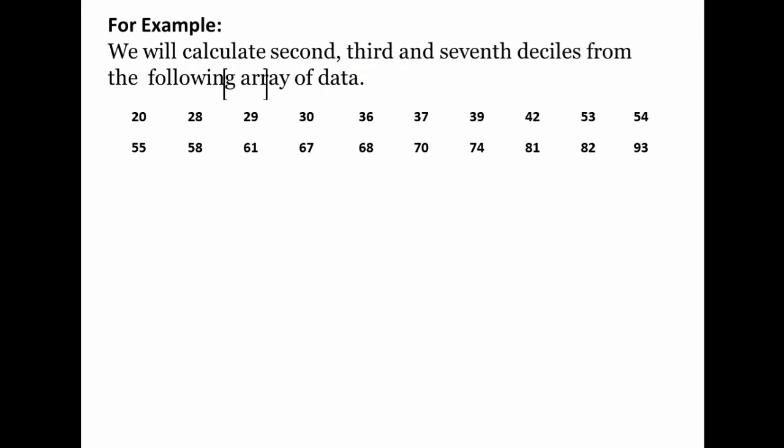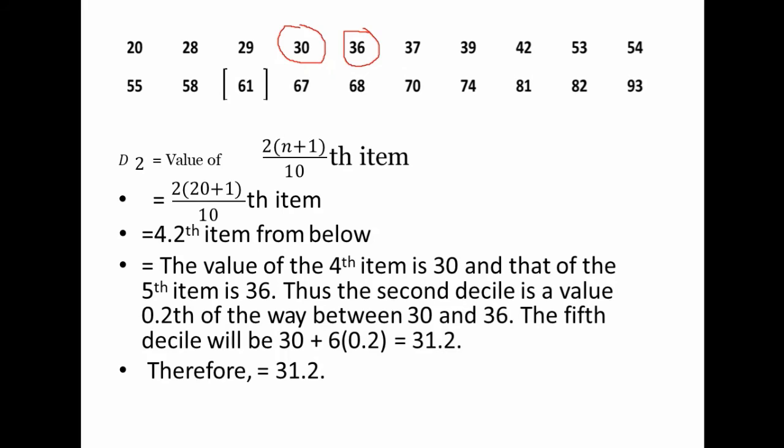in these slides, we need the second, third, and seventh decile. So, for the second decile value, first of all, find the position 4.2 item from below. The value of the fourth position item is 30 and the fifth item is 36. So the fifth position value is 36 and the fourth position value is 30.